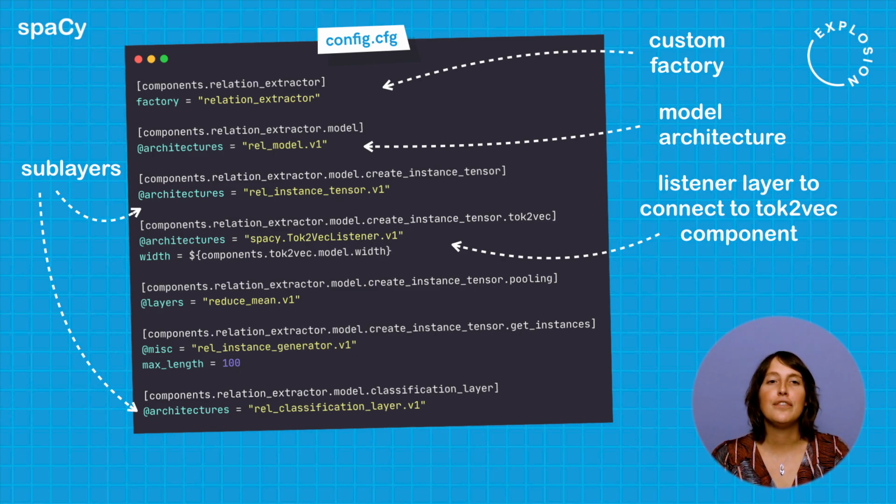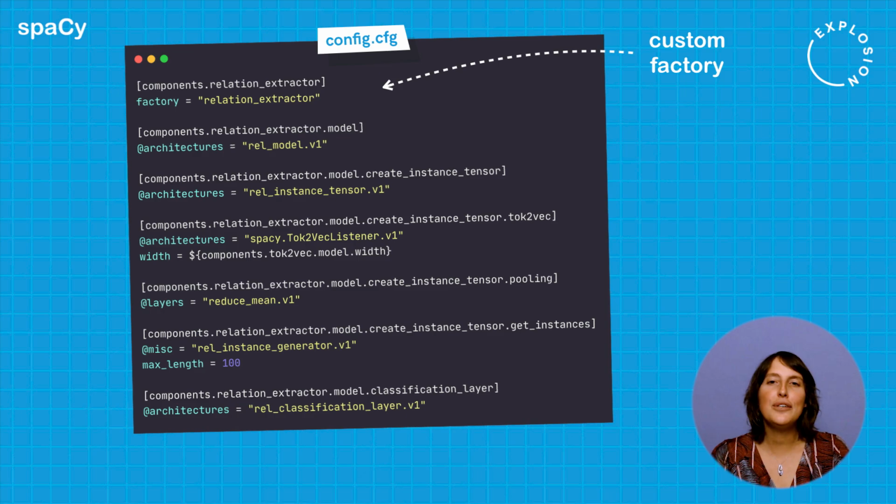Another convenient feature of this config system is that you can easily swap out parts of the configuration with different implementations by referring to a different layer or function with a different name in the registry. This gives developers a lot of flexibility to implement custom models and functionality. Okay, so let's circle back to the part where we refer to the relation extractor component and its corresponding factory. In the next part of the video, I will show you how to implement a new trainable component from scratch and how to define this factory function.